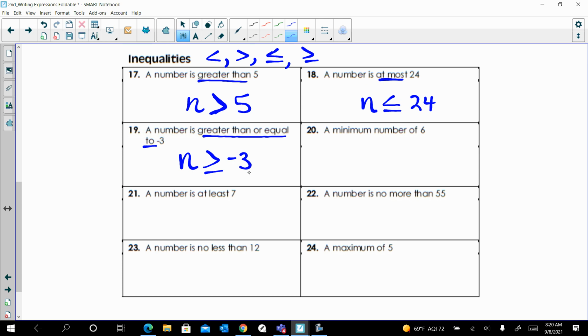The keyword on 20 is a minimum. If it's a minimum, then it's greater than or equal to. So a minimum number of 6, so n is greater than or equal to 6.